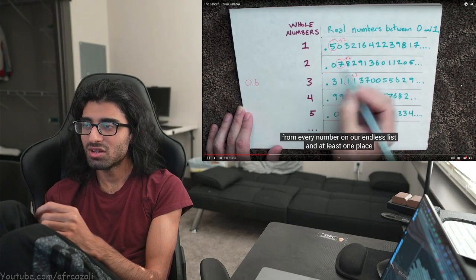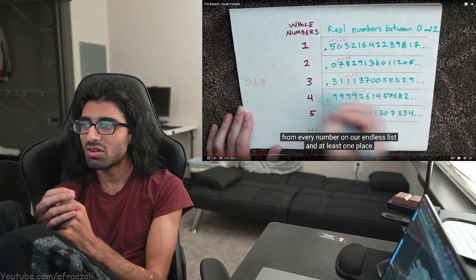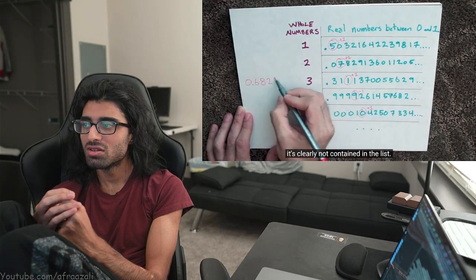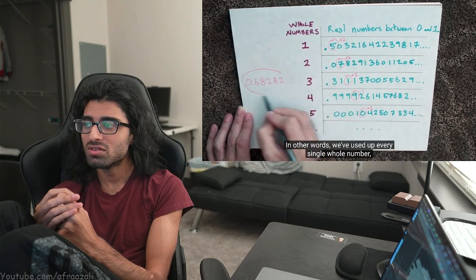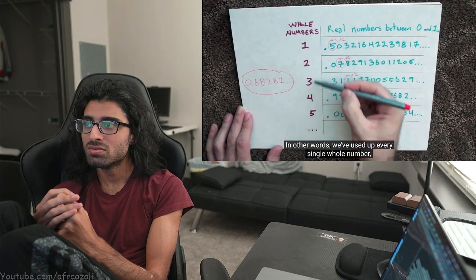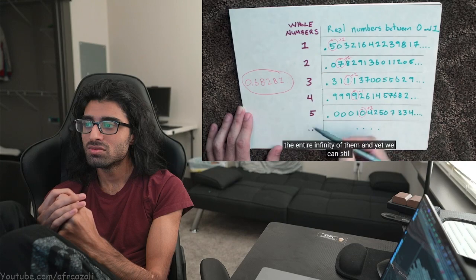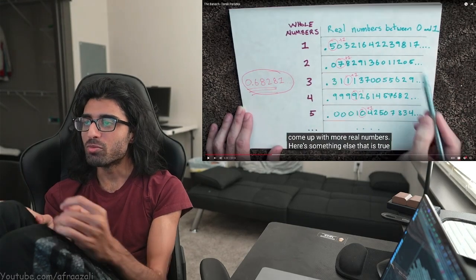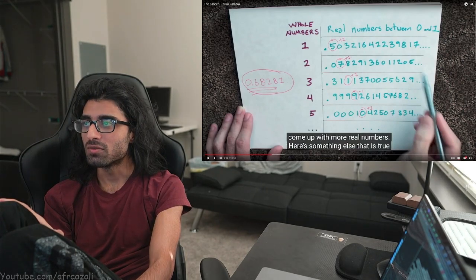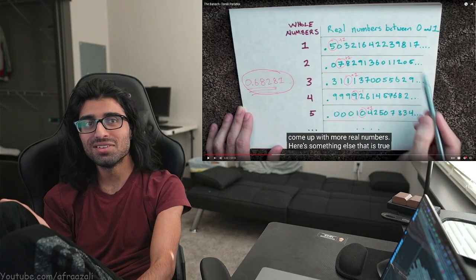That's all it is. Number on our endless list in at least one place, it's clearly not contained in the list. In other words, we've used up every single whole number, the entire infinity of them. And yet we can still come up with more real numbers. Right, but can't we just add another fraction to the end, you know?